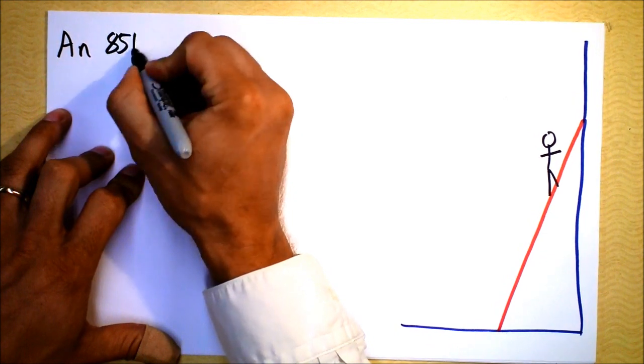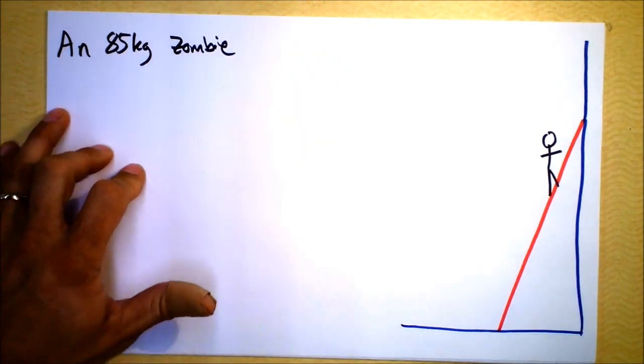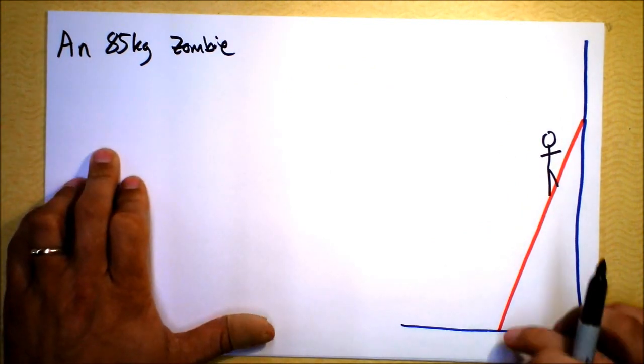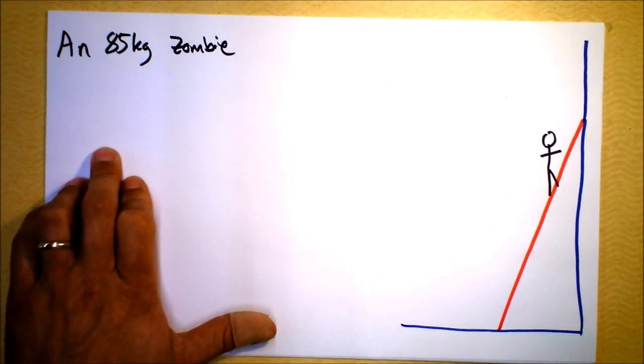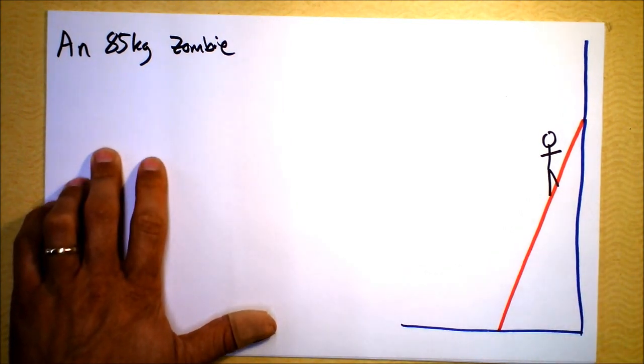An 85 kilogram zombie stands on a lightweight ladder. That means we get to disregard the mass of the ladder. That's handy. Otherwise, we'd have an additional force on the ladder. But the ladder is very light.